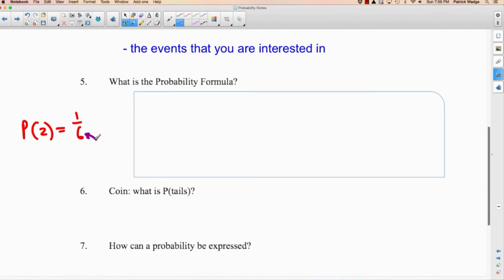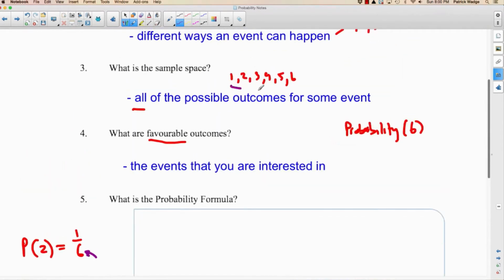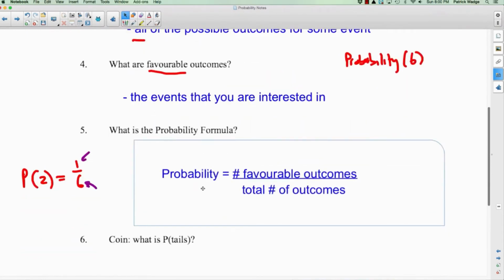That's the total number of outcomes, right? When I roll a die, I can get a 1, a 2, a 3, a 4, a 5, or a 6. I already wrote that up here somewhere. There we are. How many are the total right there? There's 6 of them. So that's the bottom number. What's the top number? That's how many of the outcomes are favorable. Well, in this case, the only favorable outcome is 2. There's only 1 of them, so it's 1 out of 6. So our formula is: probability is equal to the number of favorable outcomes, the ones we're interested in, divided by the total number of outcomes.